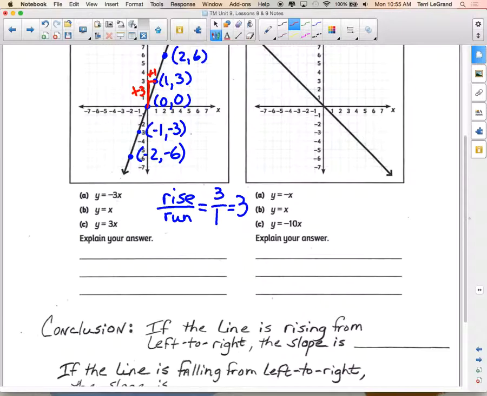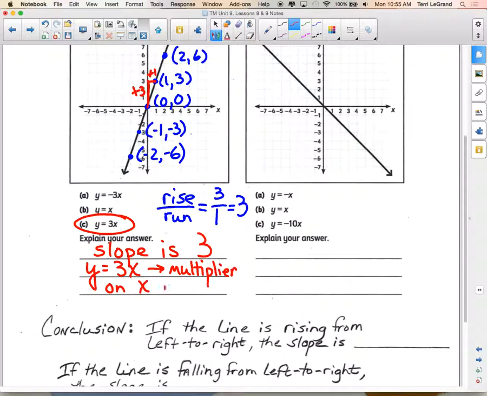It should simplify to 3. So which equation should we circle, class? A, B, or C? C. Okay. And we will say because why? The slope is 3. And for y equals 3x, the multiplier on x is 3. And that's what we want it to be.